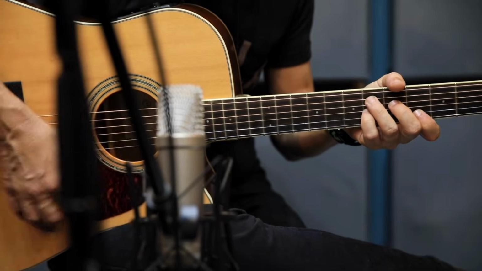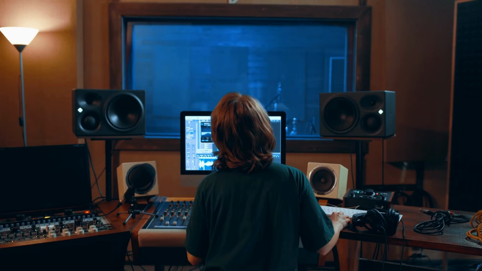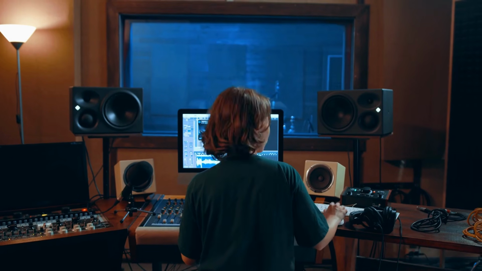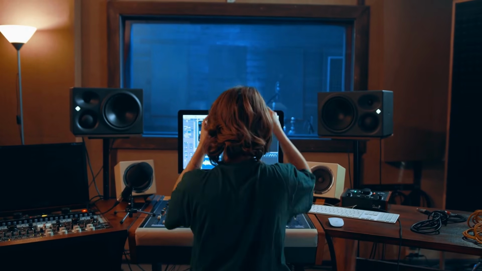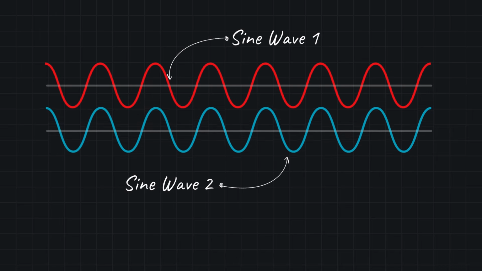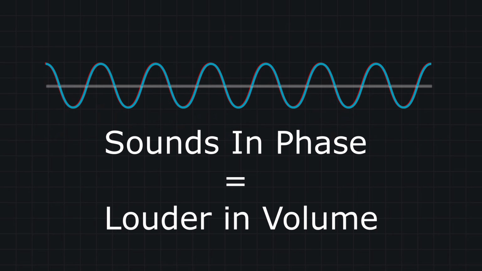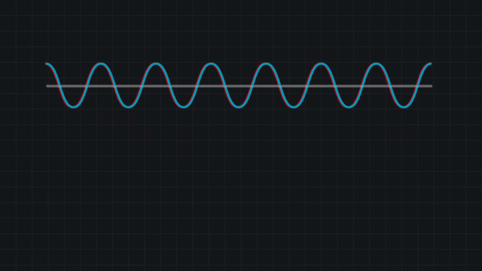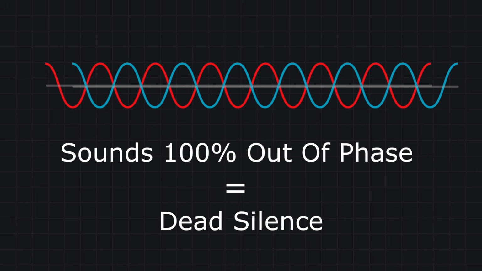Phase cancellation. Understanding how and why phase cancellation occurs is very important for music producers in order to achieve the best result possible. Phase cancellation happens when two or more sound waves play at the same time and can either reinforce each other, meaning they are 100% in phase, or they can cancel each other out, meaning they are out of phase.